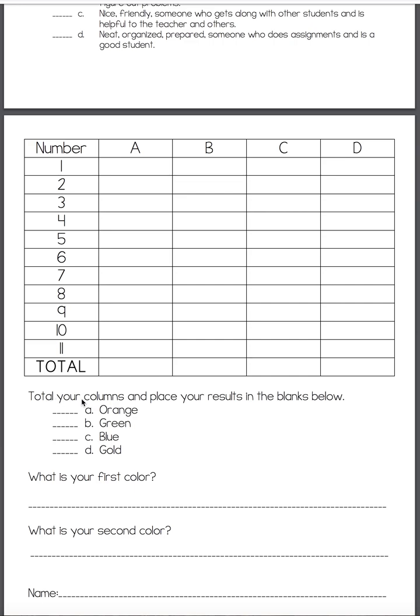And then you're going to total your column and place the results in the blank. So you're going to add up these numbers, and whatever number you have, place it in A. Add up all of these numbers, place it in B. Add up all of the C's. What's the total? Place the number here. Add up all of the numbers for D. What's the total? And it is here for D. Go ahead and do that and rank order based on the highest numbers. Go ahead and take a moment to do this.